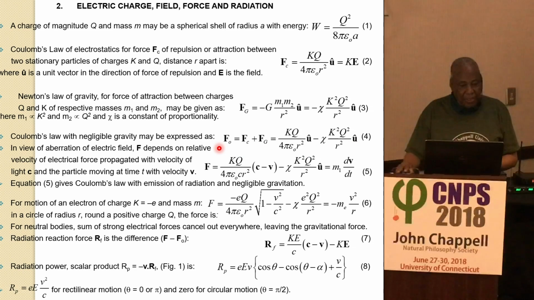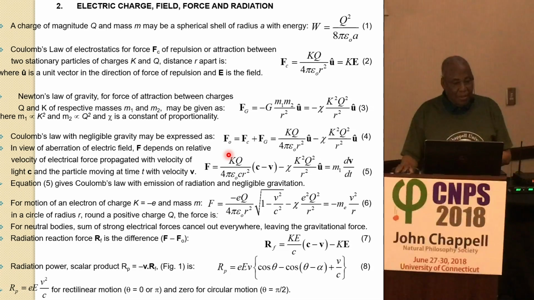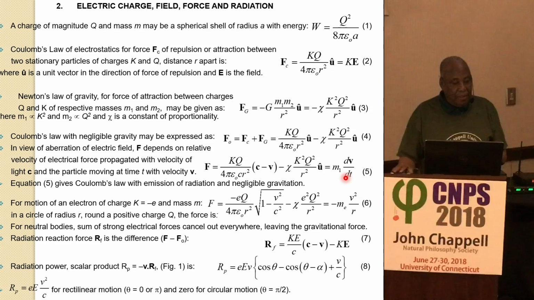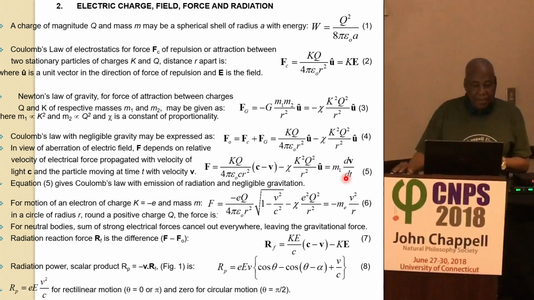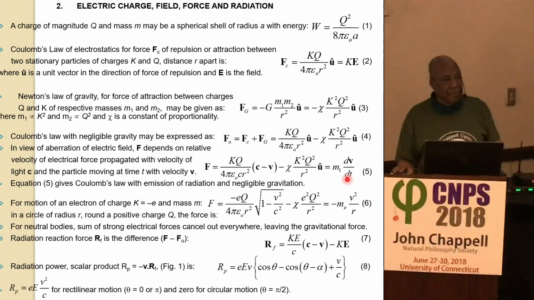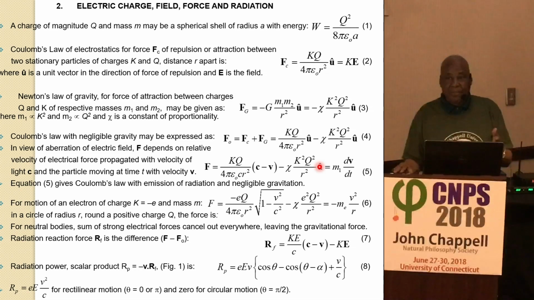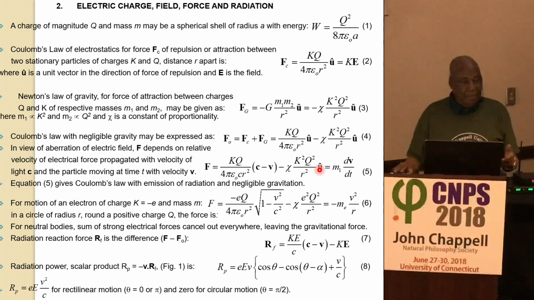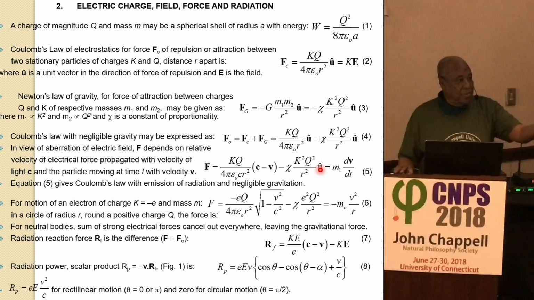In view of the operation of the electric field, the force F between two electric charges depends on the relative velocity between the charges, which gives us equation 5. All our effort here is to arrive at equation 5. Equation 5 is the extended Coulomb's law with emission of radiation and gravitation. This gravitation is there, although small. For ordinary terrestrial bodies, the gravitation is small. There's a force of gravity between us, but it's negligible. And how much more between particles, but it is there.